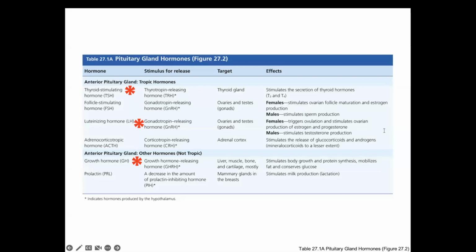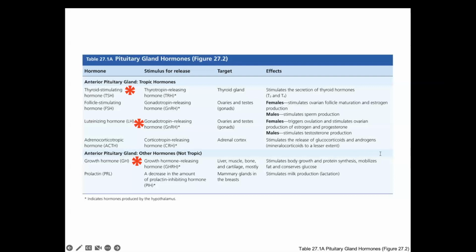TSH targets the thyroid gland to stimulate the secretion of thyroid hormones T3 and T4, which will have a direct effect on your metabolism. FSH and LH target the ovaries and testes, which will trigger the release of sex-specific hormones that will then lead to the development of specific sex characteristics. ACTH targets the adrenal cortex within the adrenal glands and will stimulate the release of glucocorticoids and androgens.